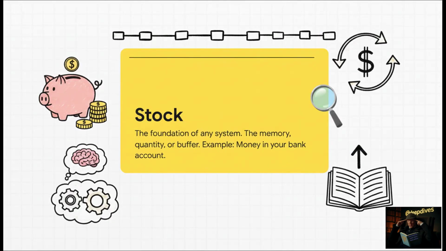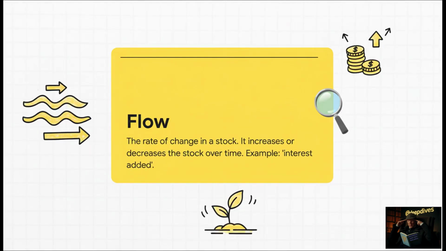All right, so first up is the stock. This is simply the thing you're measuring, the amount of something at one specific moment in time. In this system, the stock is just the amount of money sitting in your bank account. It's the system's memory of where it's at right now. And then you have the flow. That's what makes the stock change over time. It's the action in the system. And in this example, the flow is the interest added. It's the money literally flowing into your account and making that stock bigger.